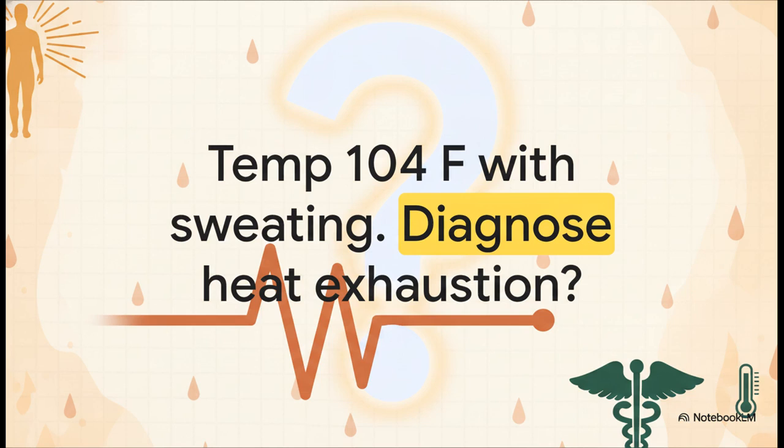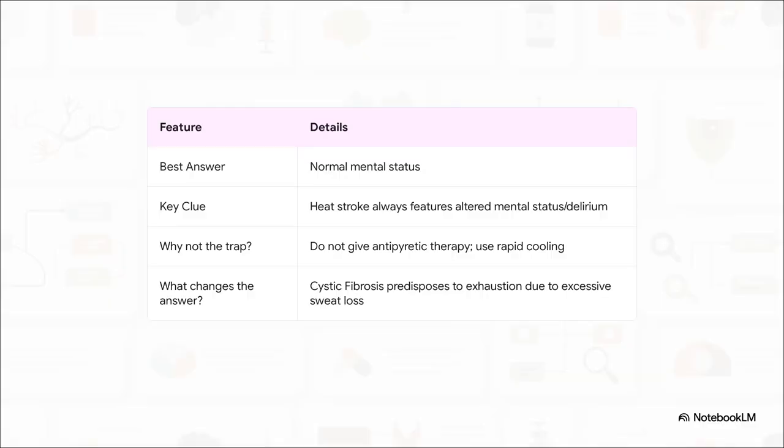What single clinical finding secures the diagnosis of heat exhaustion over life-threatening heat stroke? The absolute crucial point is a normal mental status. If their brain is functioning normally, no confusion, no delirium, no coma, it is heat exhaustion. This firmly rules out heat stroke and tells you to cool them down and push salt-containing oral fluids rather than immediately dunking them in an ice water immersion bath.